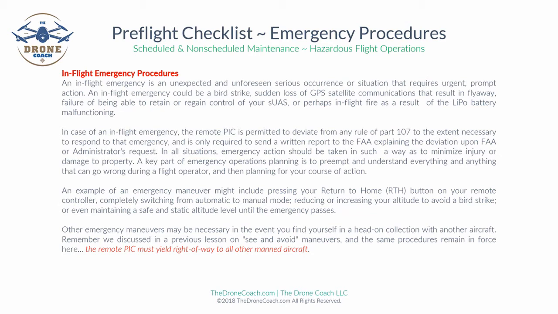A key part of emergency operations planning is to preempt and understand everything and anything that can go wrong during a flight operation, and then planning for your course of action. An example of an emergency maneuver might include pressing your return to home button on your remote controller, completely switching from automatic to manual mode perhaps, or reducing or increasing your altitude to avoid a bird strike, or even maintaining a safe and static altitude level until the emergency passes.